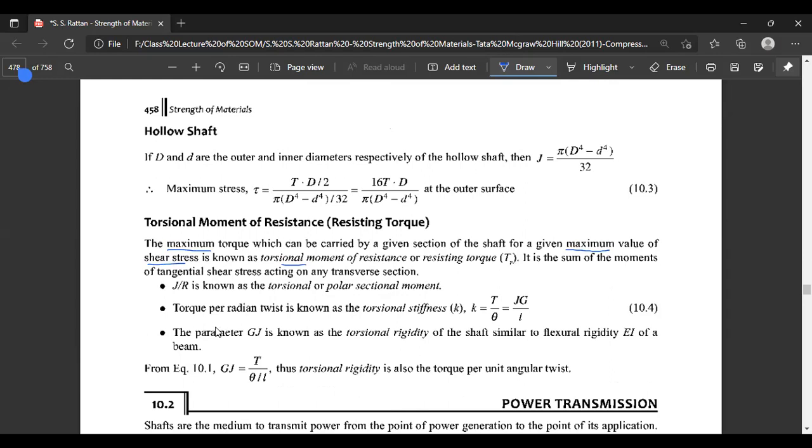It is the sum of the moments of tangential shear stresses acting on a transverse section. Now, J divided by R is known as the torsional section modulus or polar section modulus. The torque per radian twist is known as the torsional stiffness. K is equal to T divided by theta, which is equal to J into G divided by L.